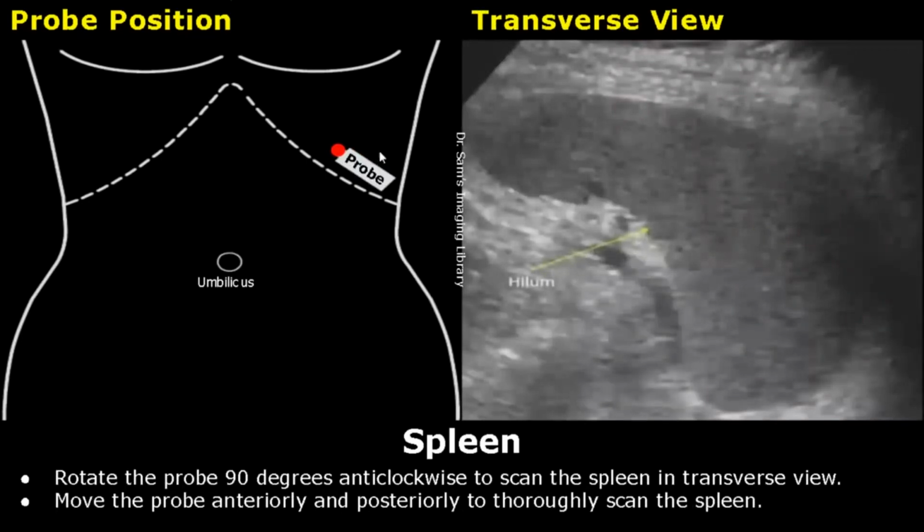Next, rotate the probe 90 degrees anti-clockwise to scan the spleen in transverse view and move the probe anteriorly and posteriorly to completely scan the spleen. A breath hold is not needed, but if there is difficulty in scanning the spleen, you can tell the patient to take a deep breath and use the breath hold to scan the spleen.